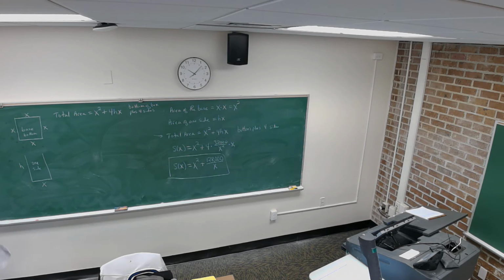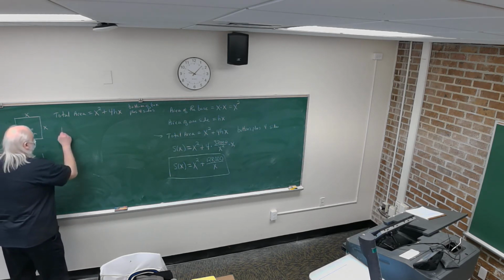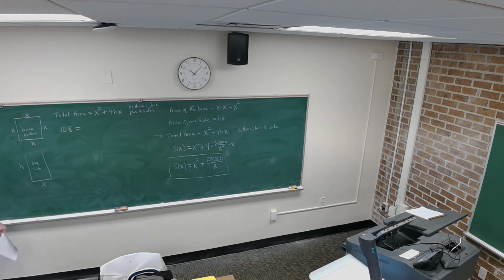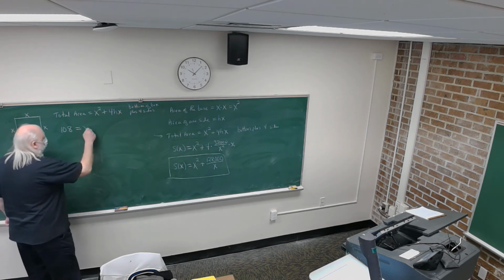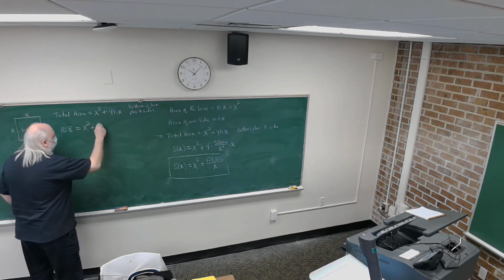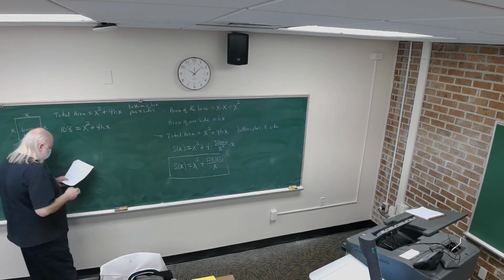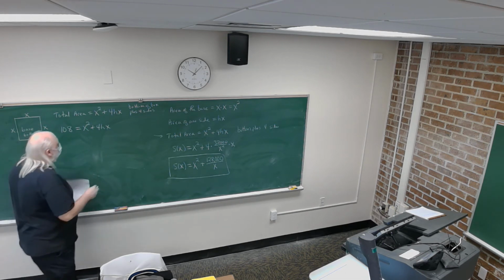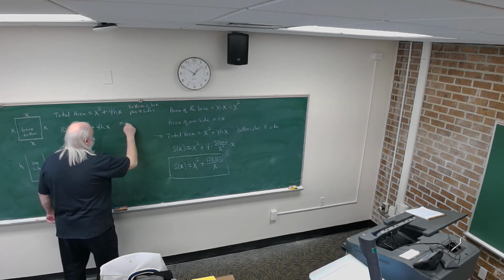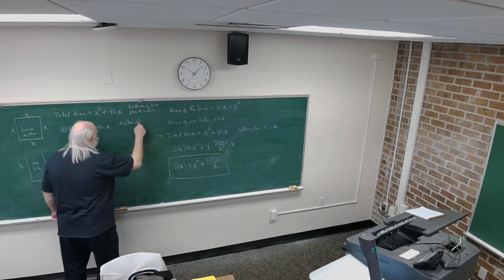All right. Well, we're given that we have 108 square inches of material to build this box, right? So that's the total area. The total area is constrained to 108 square inches. And that's equal to x squared plus 4hx, okay? So we could call this the material constraint.